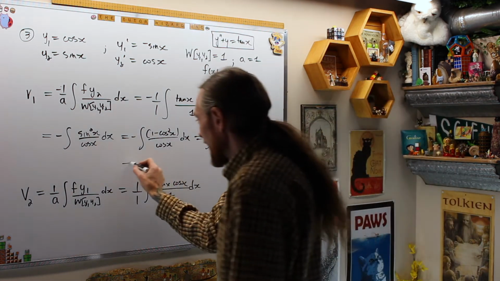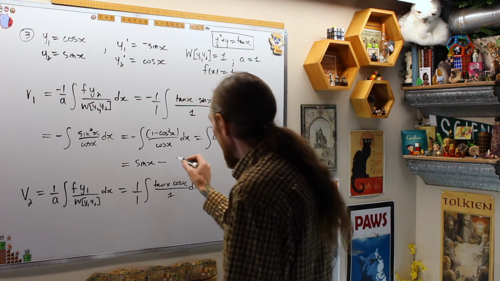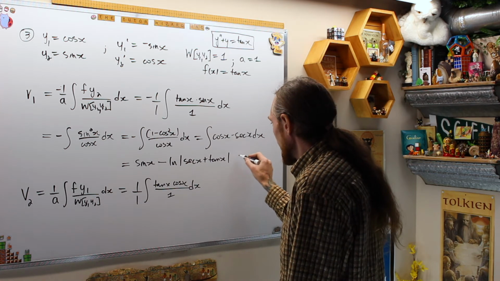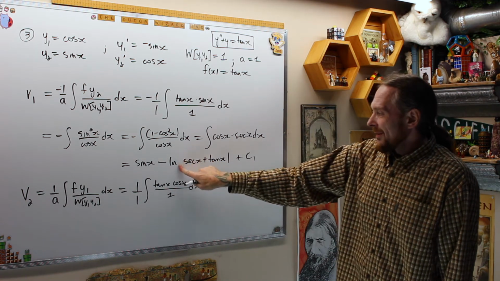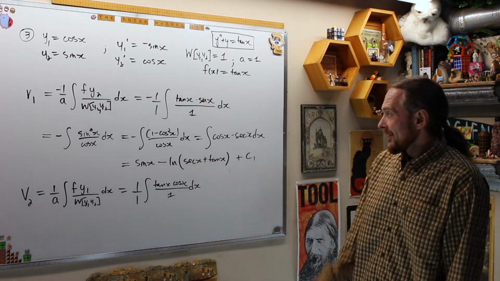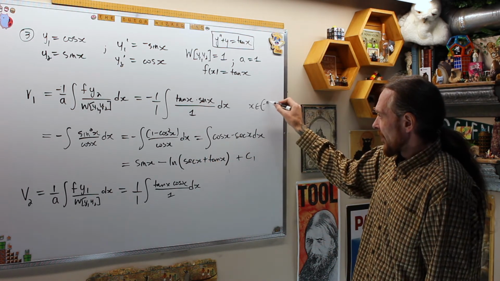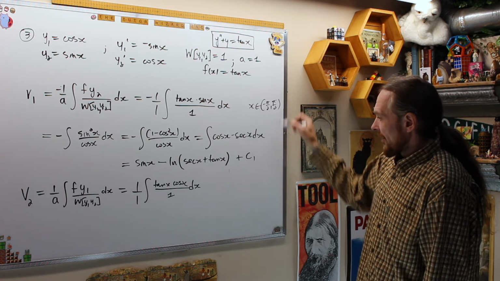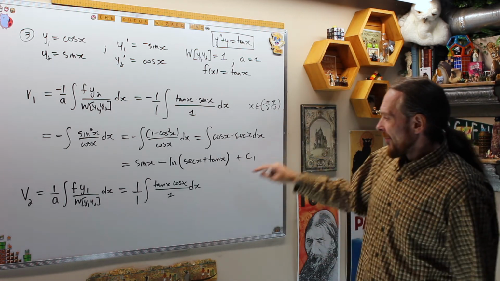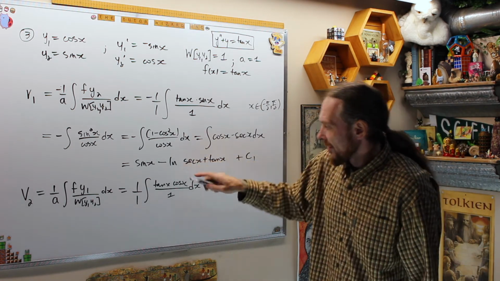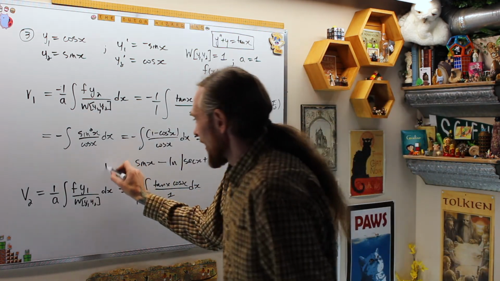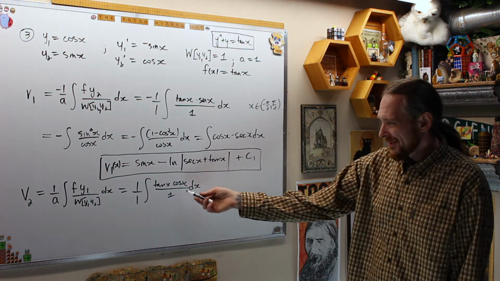Therefore, the antiderivative of that is going to be sine x minus the natural log of the absolute value of secant x plus tan x plus c1. Technically you can drop the absolute values because x is in the interval negative pi over 2 to pi over 2, and therefore secant, cos is positive in there, and so is tan in that interval. But whenever you're unsure, just leave the absolute values in there. And this gives us v1 of x.